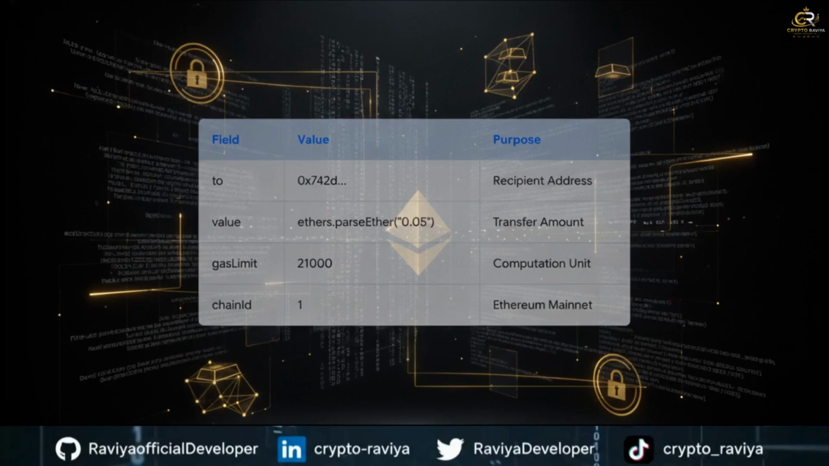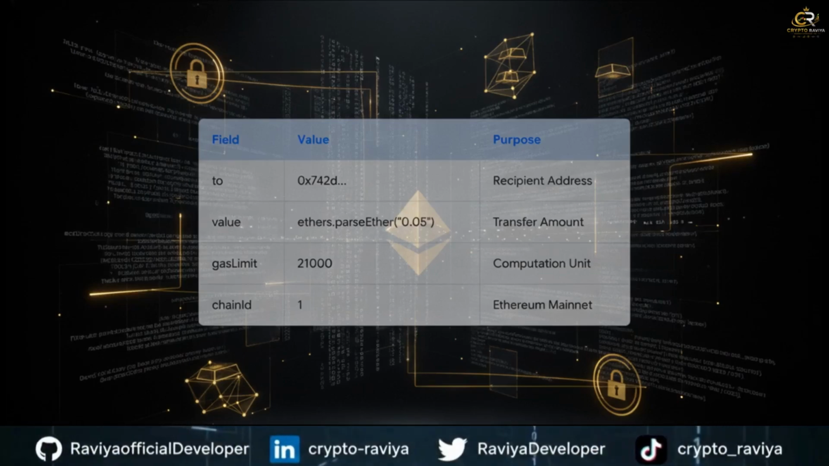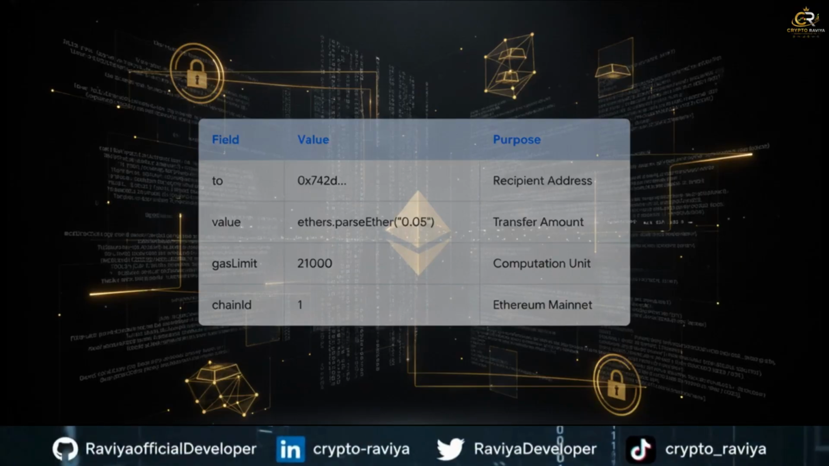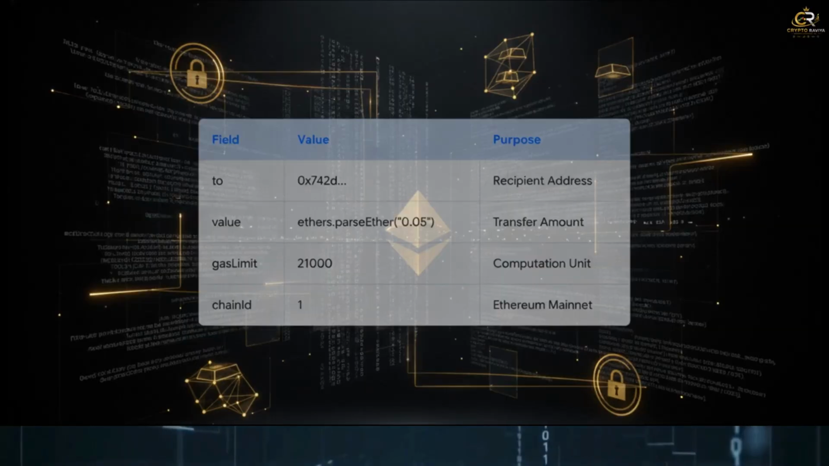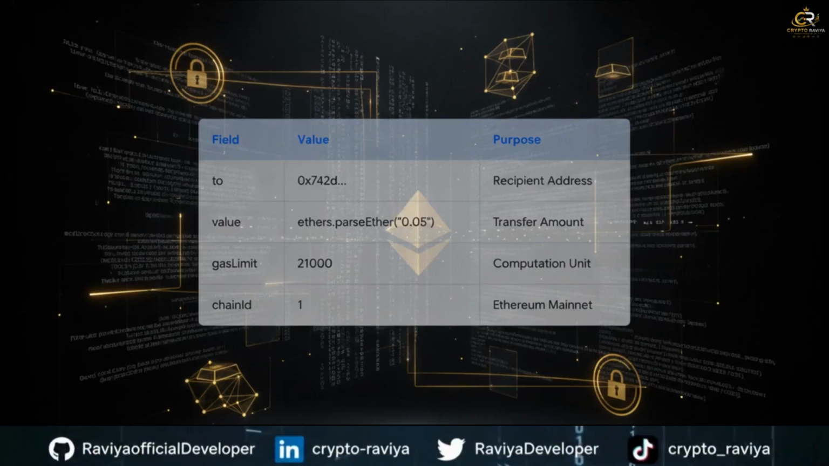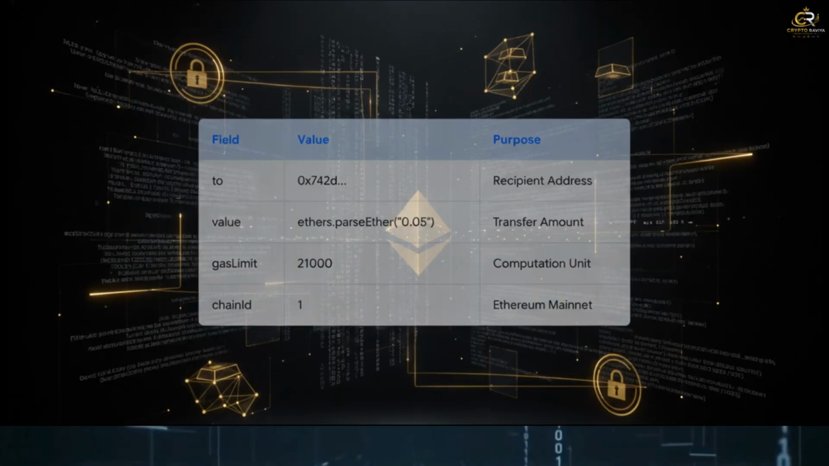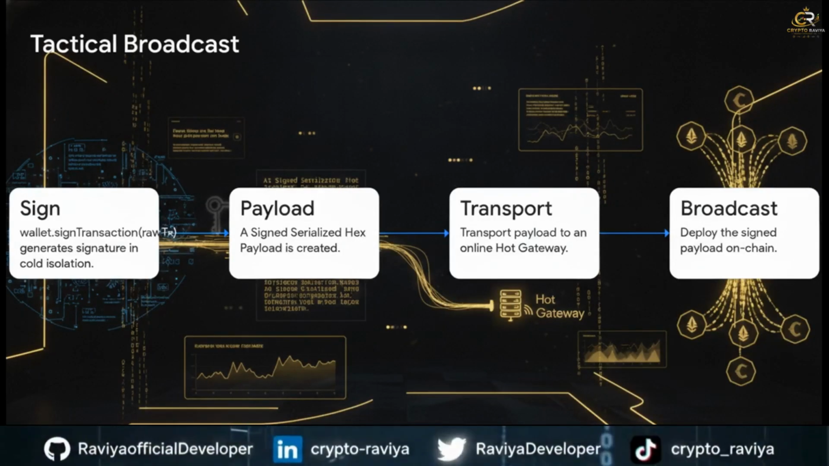Next, you construct the exact raw transaction payload offline. You define what you want to do and verify every single parameter: the destination address you're sending to, the exact transfer amount in Ether, the gas limit so you prevent infinite computational loops, and critically, the chain ID. That chain ID ensures this transaction is only valid on the Ethereum mainnet and can't be maliciously replayed on some other network. Once that payload is built, we execute the tactical broadcast.